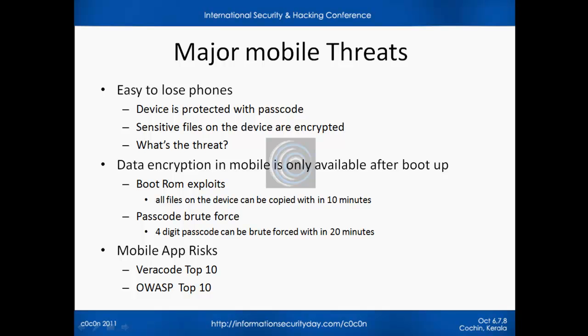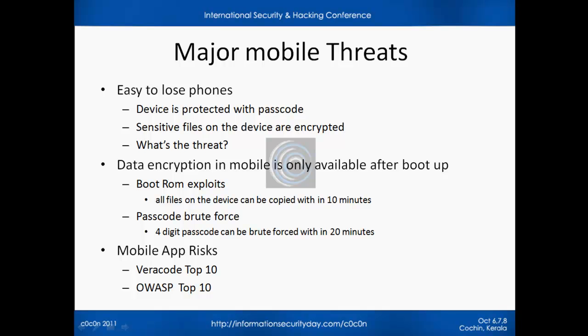Unlike workstations, data encryption on iPhone is only available after boot up. So using boot ROM exploits, we can load a custom OS onto the phone using a USB cable. This custom OS contains OpenSSH so that you can connect to the device directly over SSH and copy all the files. One thing to notice is even if the user sets a passcode, the iPhone does not use this passcode for encryption by default. Even if it is used for encrypting files or data, it can be cracked easily because a 4-digit passcode can be brute forced in 20 minutes.